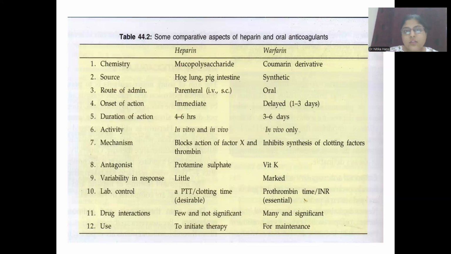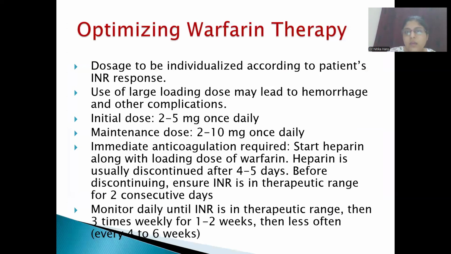Heparin is used to initiate the therapy. It can be used in the treatment of deep vein thrombosis, in acute myocardial infarction, in unstable angina, in pulmonary embolism, in transient ischemic strokes, in cerebral vascular disease. So, in all these conditions, we have to give the heparin to initiate the therapy, and for the maintenance, we can give the warfarin.